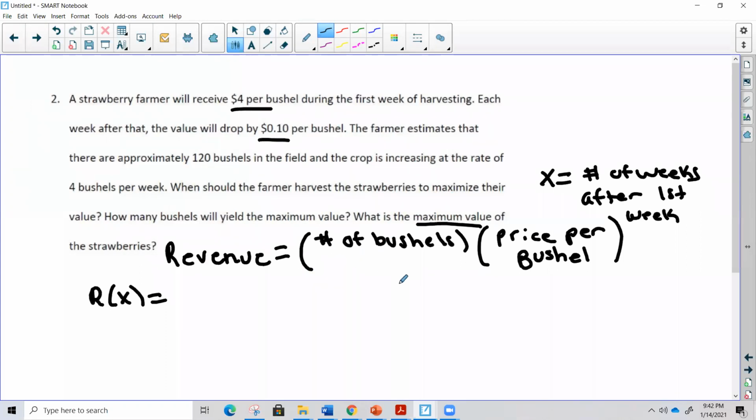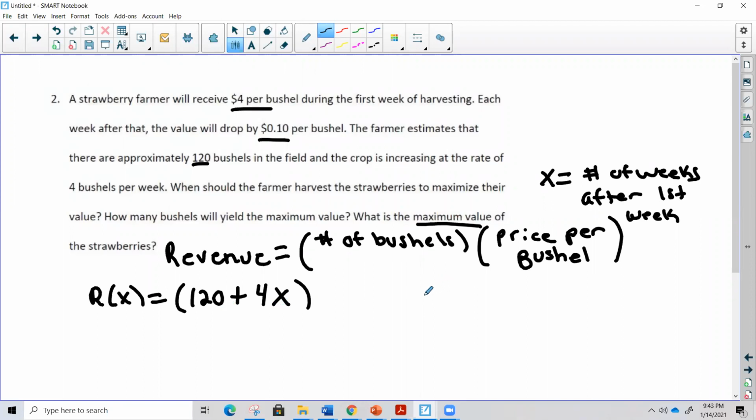Okay, so if we focus on the number of bushels, we're starting with 120 bushels. So I'm going to have 120. And then it says it's increasing at a rate of 4 bushels per week. So I would do plus 4 times X, because again, X is the number of weeks after our first week. So the first week, our X is 0, so we would just get 120. A week after that, X would be 1, and we would end up with 124. So this is how we get this expression.